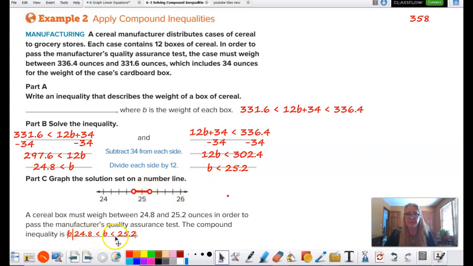If we were going to type out the solution in set builder notation, you'd have the bracket, the b, the pipe, 24.8 is less than b, which is less than 25.2, and then the brace on that one.